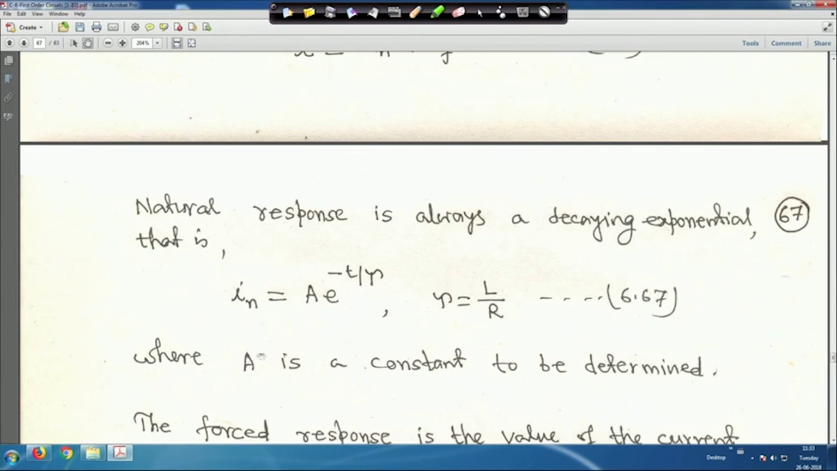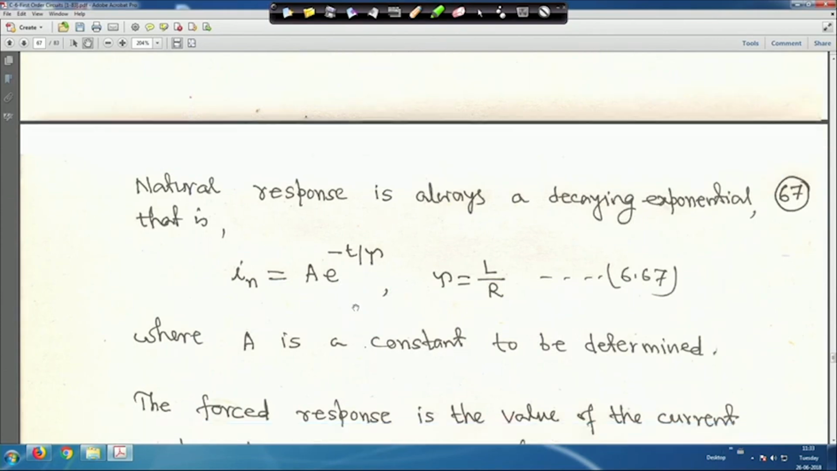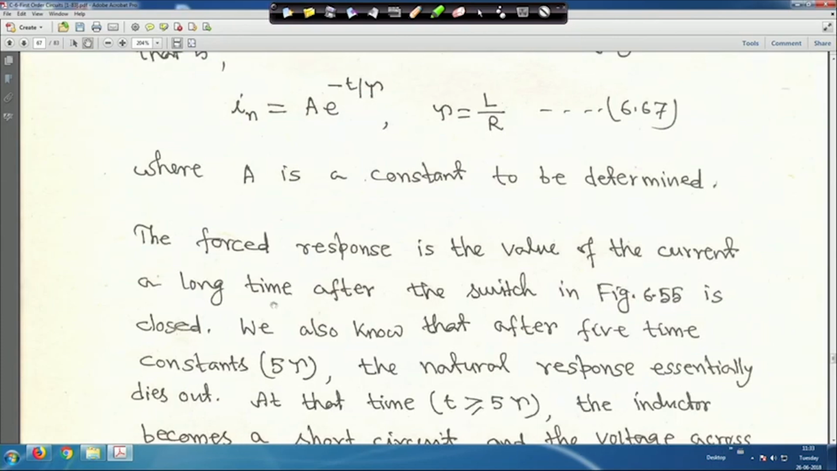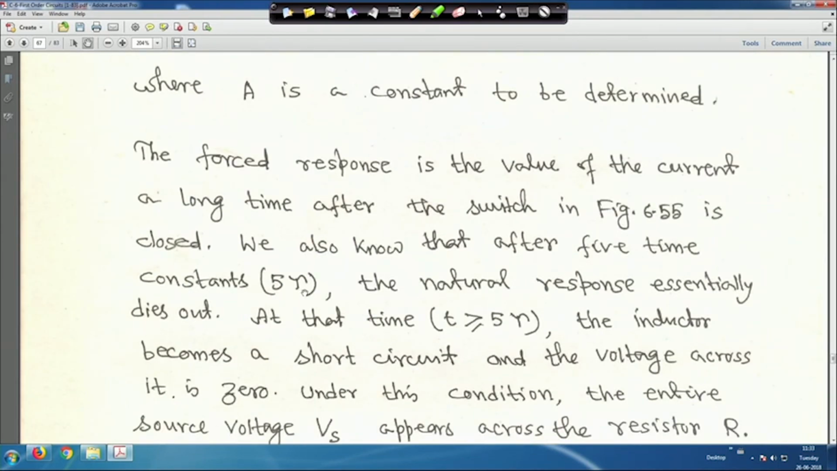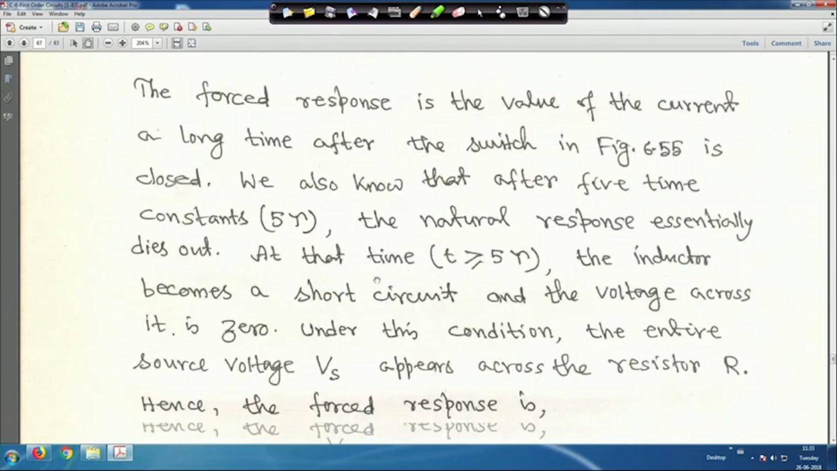This is equation 67, and A is a constant which we have to determine. We know that the natural response is always a decaying exponential, so directly we write In is equal to A into e to the power minus t by tau. A can be determined later. Now, the forced response is the value of the current a long time after the switch is closed. After 5 time constants, that is 5 tau, the natural response essentially dies out. At t greater than or equal to 5 tau, the inductor becomes a short circuit and the voltage across it is 0.